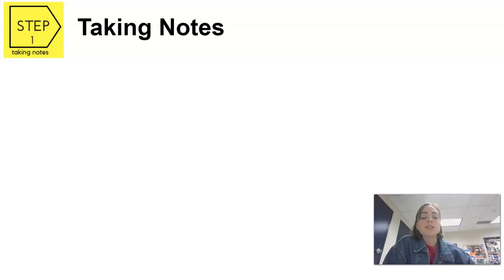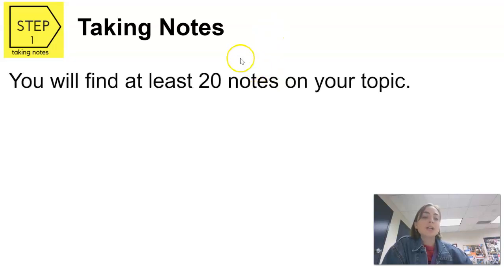So we're finding sources in order to learn about our topics and take notes on our topic. And in this project, you're going to need to take at least 20 notes on your topic. We are going to help you organize those notes. There's going to be a document in Schoology called the Social Issues Research Notes. And that is where you're going to keep all your information for this project.